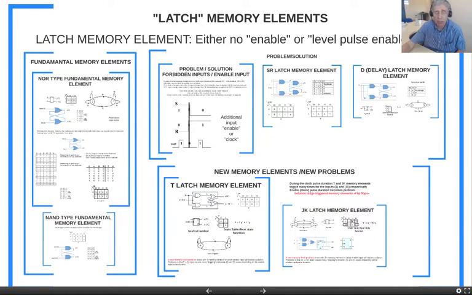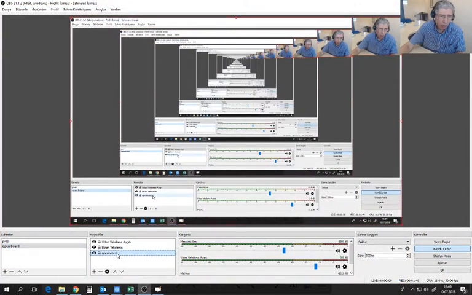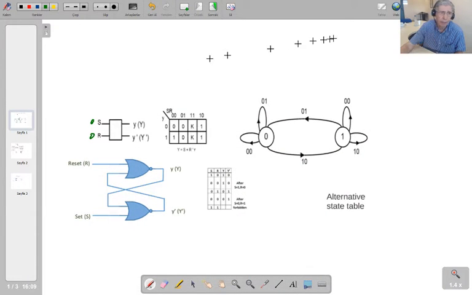Let's go inside. Escape from here, move that up, and open the board. Here you are. That's the fundamental memory element, and it is called the SR memory element. S comes from set, R comes from reset.